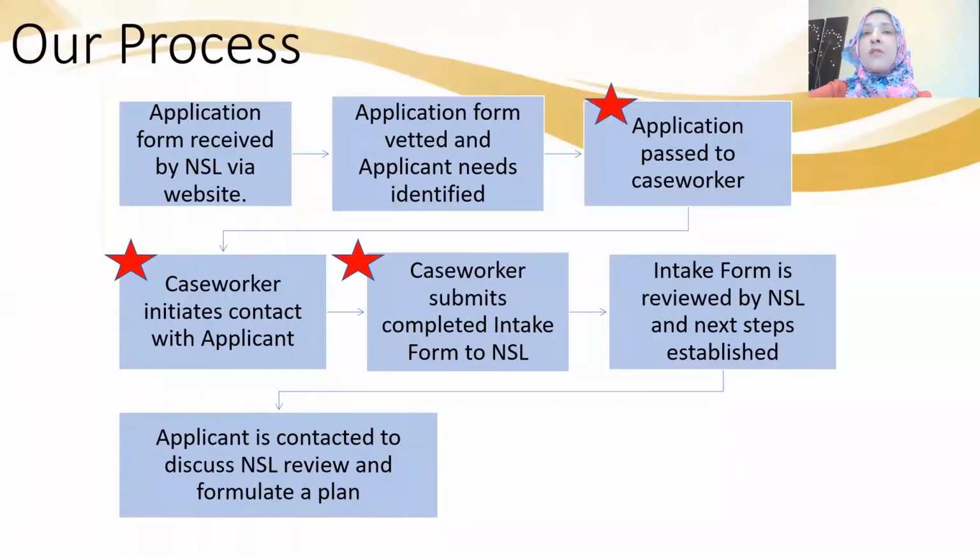So once that application form has been completed online by the applicant, it is received by NSL via the website. The form is then vetted and the applicant's needs are identified, following which the NSL team will contact the applicant and confirm that we have received their form. We'll go through the identified needs and will inform them that a caseworker will be passed their information. At this stage, the applicant can choose whether or not to proceed and can also accept the caseworker that we are proposing or ask for an alternative.